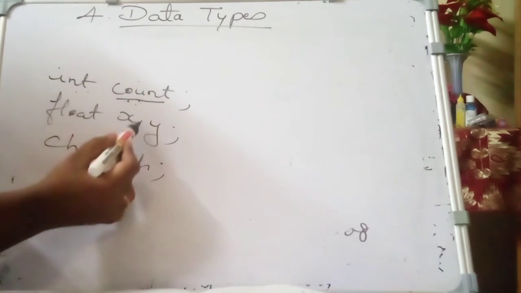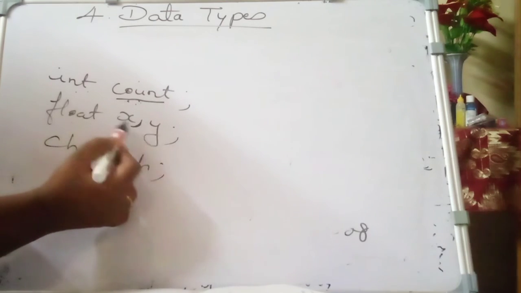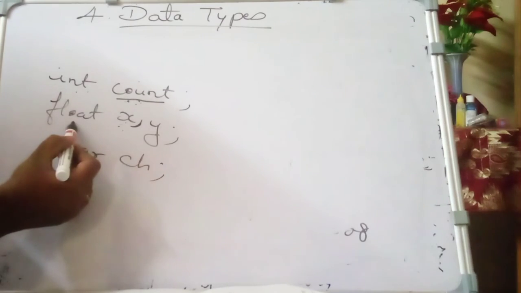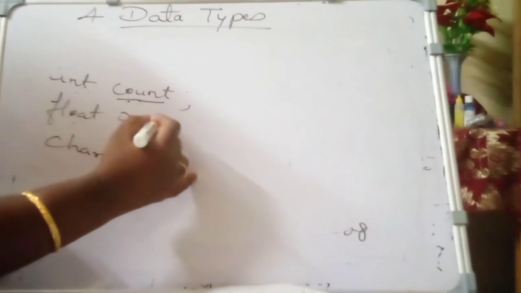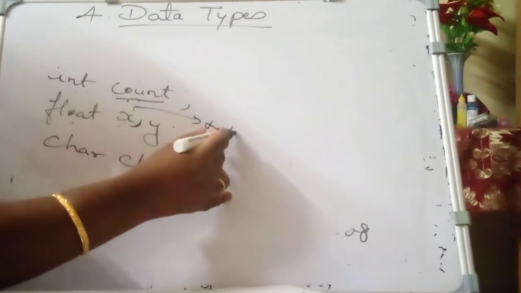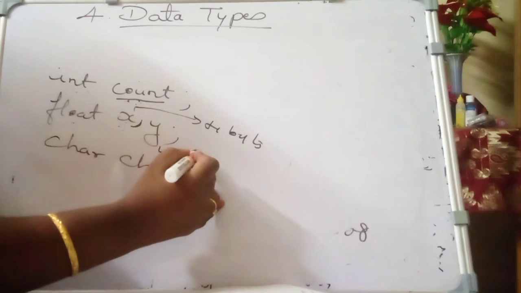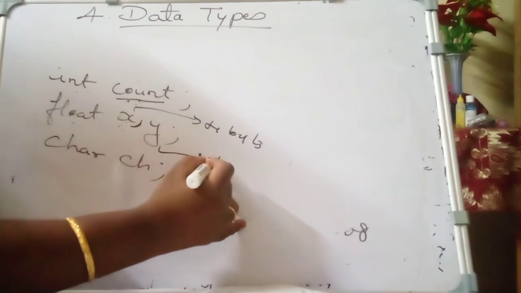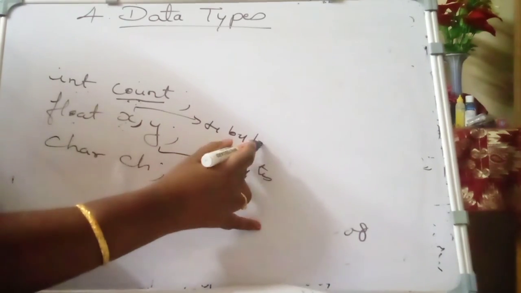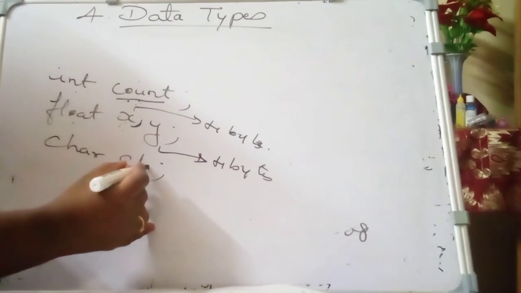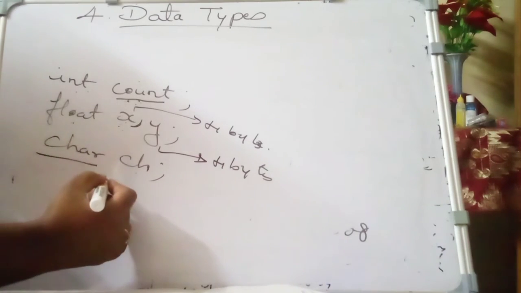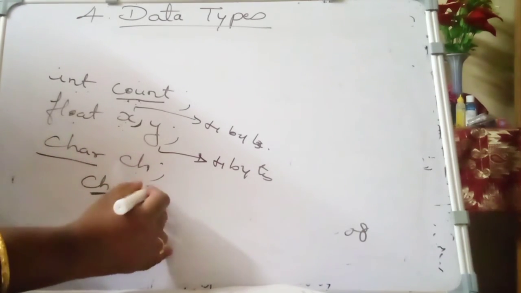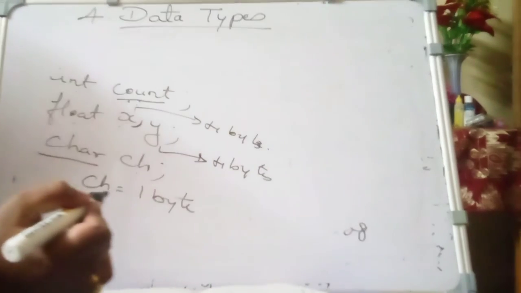And we have here float x comma y. I am using the comma operator here and declaring two variables x and y. So x and y are of floating data type and each occupies how many bytes? Float occupies 4 bytes of memory. So 4 bytes for x and 4 bytes for y should be reserved. That is the meaning of this statement. Char ch: ch is the variable and it is of character data type. So how much memory should be reserved for ch? 1 byte of memory should be reserved.